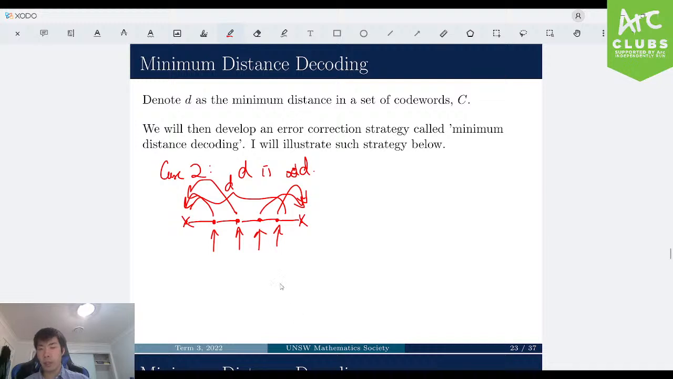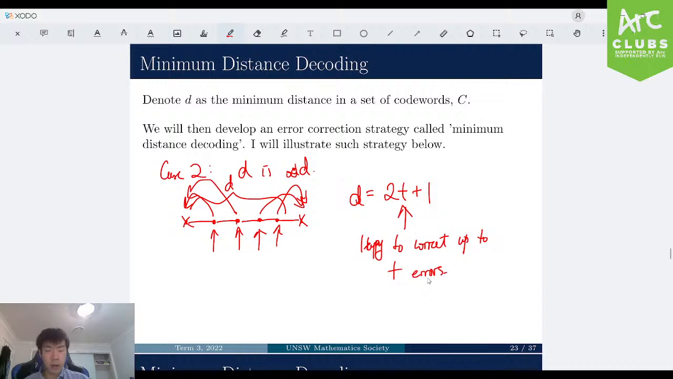And so again, for any odd d, we can always re-express d as 2t plus 1. And then, same thing as the binary repetition code, we would always be happy to correct up to t errors.